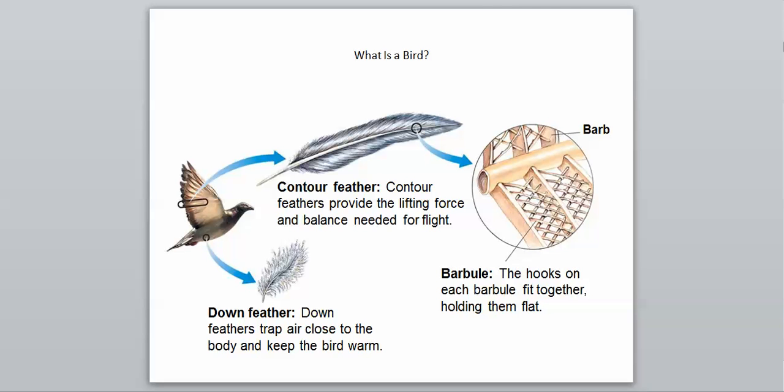If we look inside our contour feathers even closer, there are little things called barbules, and the hooks on each barbule fit together. They hold the feather flat and keep it from getting too distorted. So they have barbs or barbules that hook the feathers together and keep them from falling apart, if you will, because they are pretty delicate. So that is feathers. They're a really important characteristic.